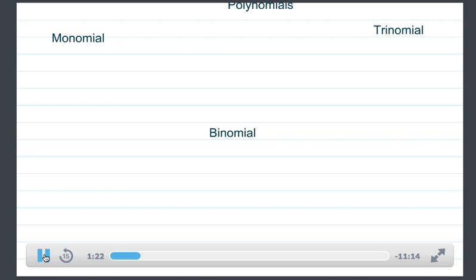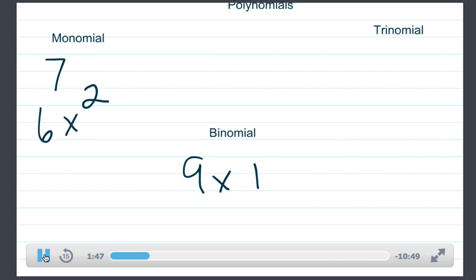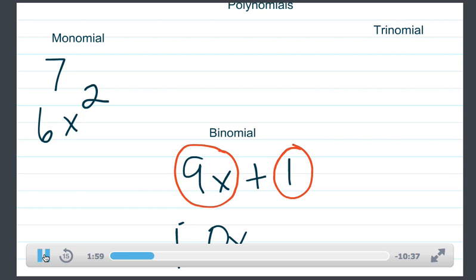Polynomials can come in many forms. A monomial is a polynomial which has exactly one term. For example, 7 is a monomial. 6x to the second power is a monomial. Polynomials also come in binomials. A binomial is a polynomial with two terms. For example, 9x plus 1 is a binomial because it has two separate terms. Also, 10x minus 2 is a binomial because it has two separate terms.